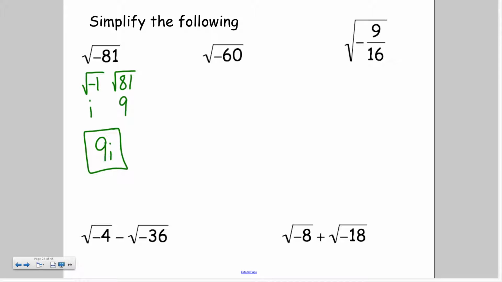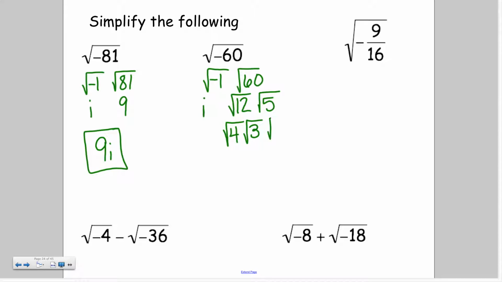Next, I have the square root of negative 60. So let's do this, negative 1 and then 60. All right, so we have i. We know that. Then we're going to have 12 and 5. 12 can be broken down to 4 and 3, and then we're going to bring that 5 down, and we have i here. All right, 4 is a perfect square. It is 2. 3 and 5 are not, so we're going to put them back together, and we have i.